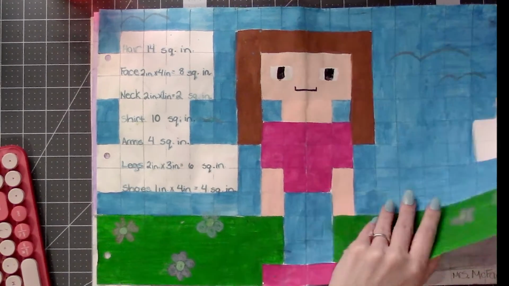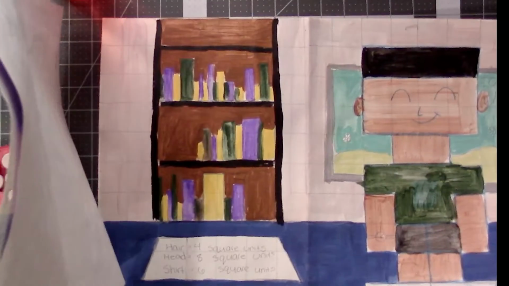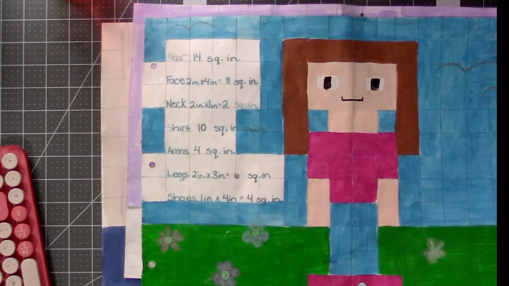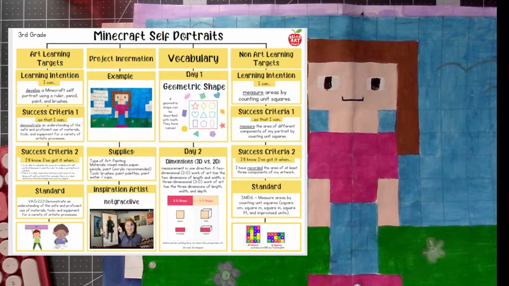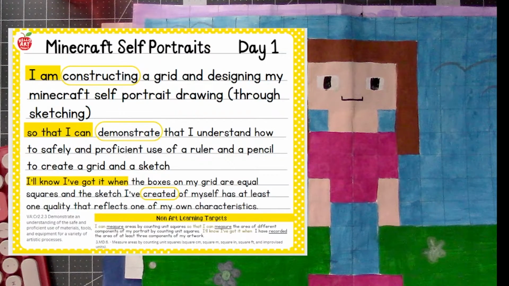Here are some examples of what your artwork might look like by the time we are done with this lesson. Here's our lesson plan. Listen carefully so that you can learn what exactly we are doing today for this lesson.